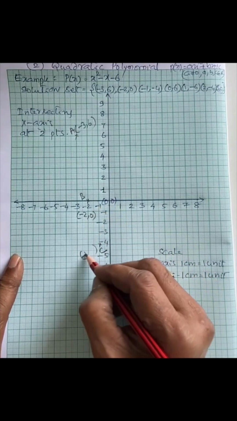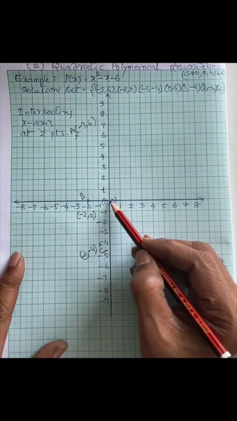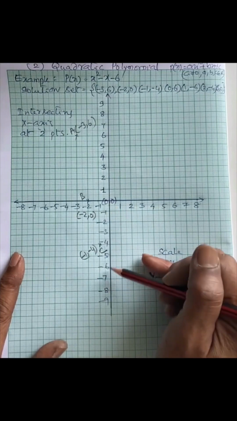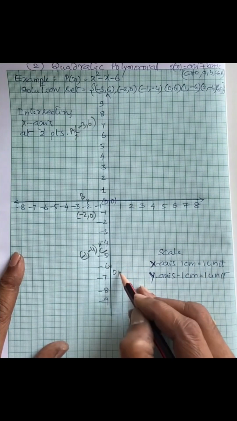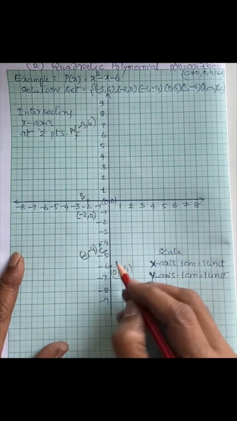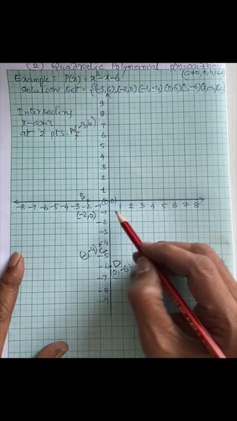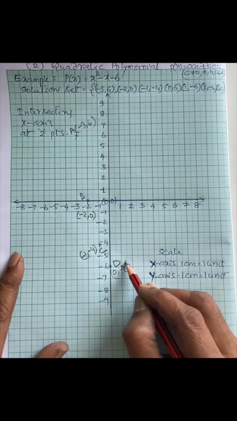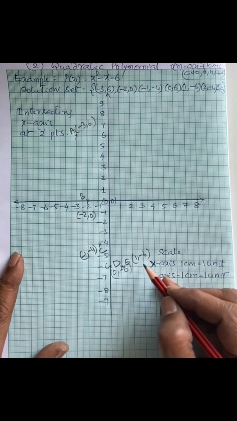Next, 0, minus 6. Where is 0, minus 6? 0 on the x-axis, it is 0. Minus 6 means downwards, 6 means upwards. This is 0, minus 6. These points are A, B, C, and this is D. Next, 1, minus 6. Where is 1, minus 6? It will be here only. Point E will be 1, minus 6.